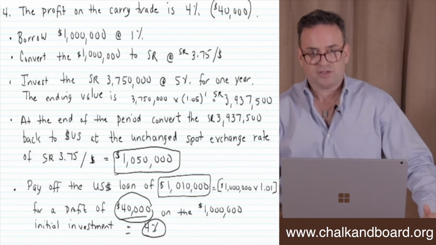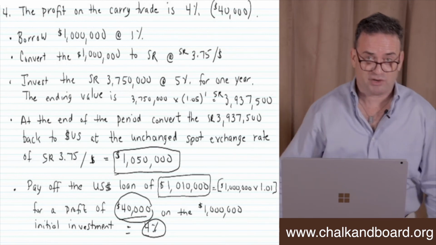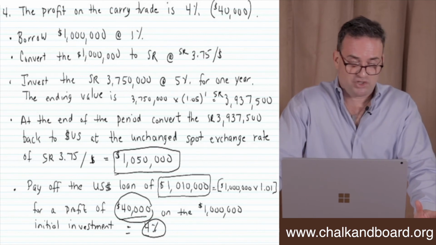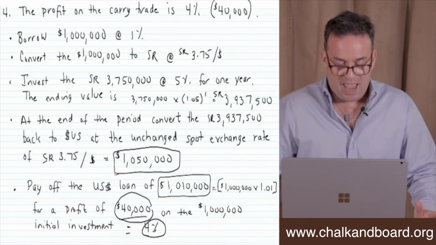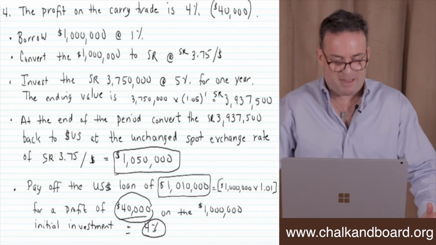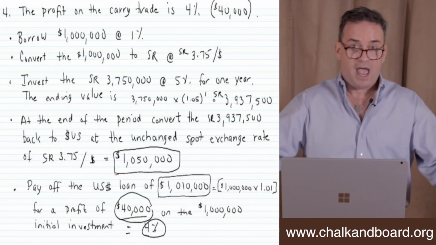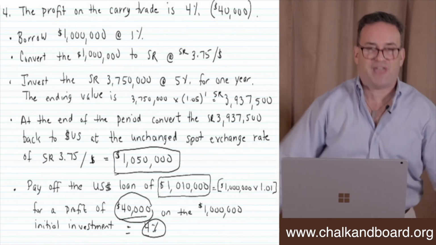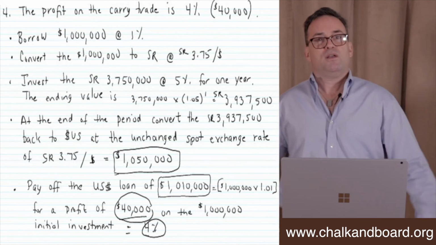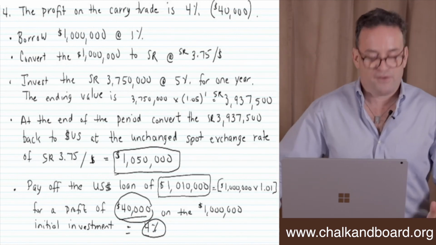Then at the end of the year, when we have our 3,937,500 Saudi riyals, we are then going to convert it back. We're not delivering it because there's no forward contract here. We're just exchanging it at the original spot exchange rate because it remained unchanged. And we will convert the 3,937,500 Saudi riyals back into dollars at the exchange rate of 3.75 riyals per dollar. And we'll end up with 1,050,000. What did we start out with? We started out with $1 million. How much did we end up with? $1,050,000. So we have so far a gross profit of $50,000.